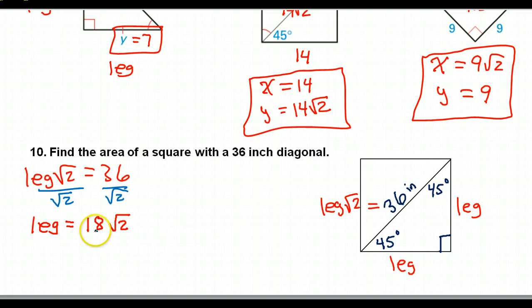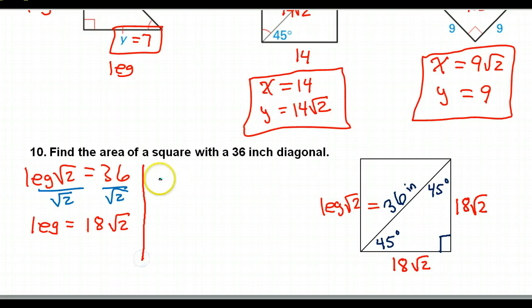Now, is that the answer to the question? Do I just put a box around this, call it a day? No, I do not. I have to pay attention to what they're asking me for. This problem says find the area of the square that has this diagonal. Okay, fine. So now I've found the legs. So since now I know the legs are 18 radical 2, then maybe I'll actually erase these and put them in. So those were the legs, but now I know that the legs are 18 radical 2. Okay, so that's the base and the height of this square.